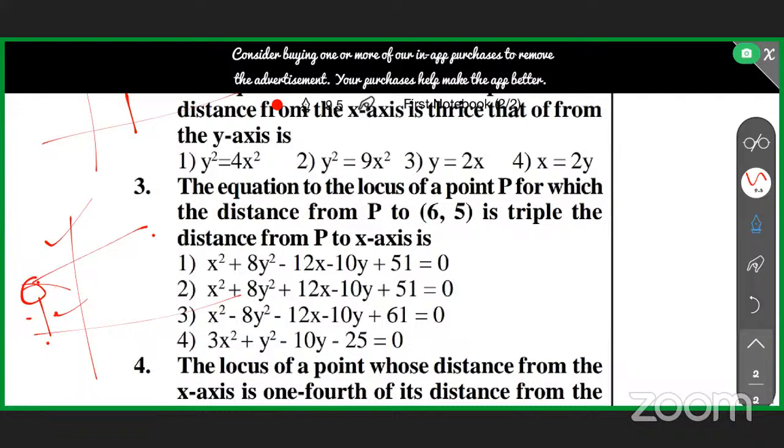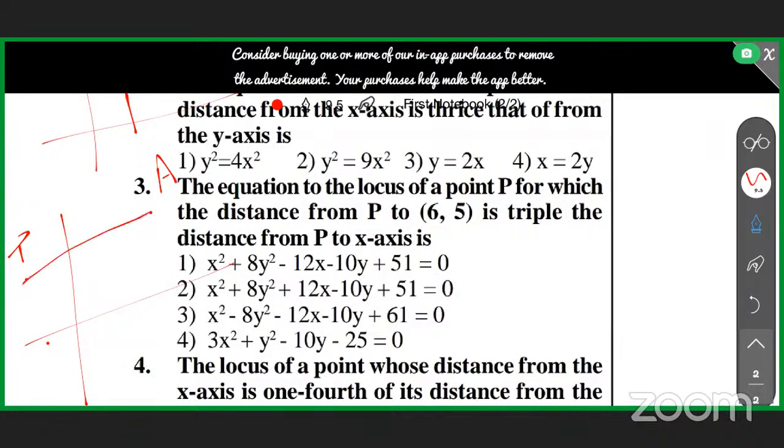They're telling that we have to find an equation of point P. Some point P is there, such that the distance of this point, let us say point A, (6,5). If I mark it somewhere, it is coming (6,5) here somewhere. Now what they're telling in the question is the distance from point P to A is 3 times the distance from point P to, let us say B, on the x-axis. That means they're telling PA is equal to 3 times PB. Yeah, sir. I understood now.